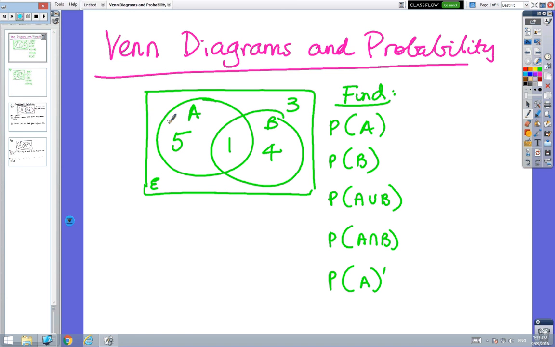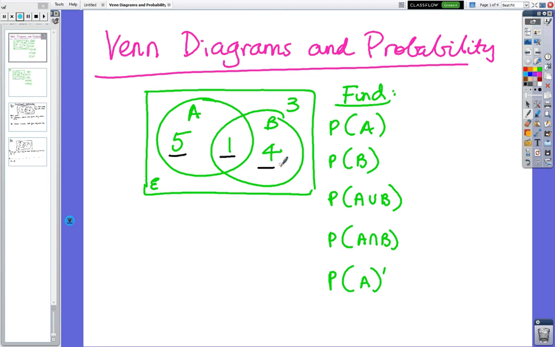Okay, so we're looking at our second video on Venn diagrams, and now we're looking at probabilities. I've got some made-up information for A, B, and not A and B. I've already put in these numbers: a 5, a 1, a 4, and I've also got a 3 on the outside.